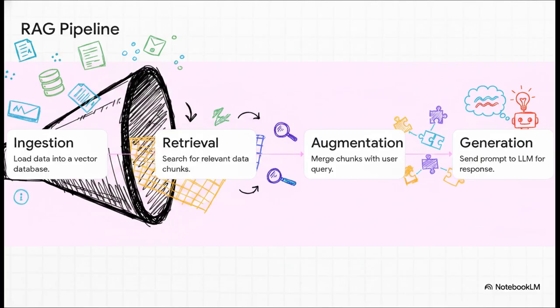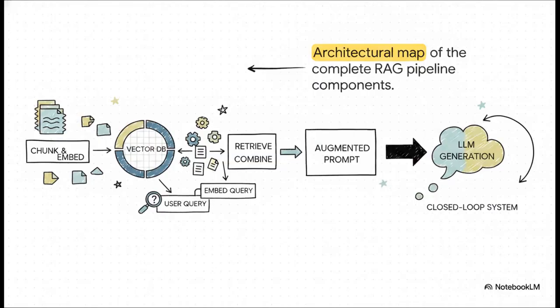You can sort of picture this whole pipeline as a giant funnel. It starts with all of your messy, raw corporate data at the top, and it ends with a single, highly accurate, perfectly formatted AI response at the bottom. When we look at the complete workflow from end to end, we can really see how this becomes such an elegant, closed-loop system. We always start by taking our raw documents, chunking them down into much smaller pieces, and embedding them into a specialized vector database.